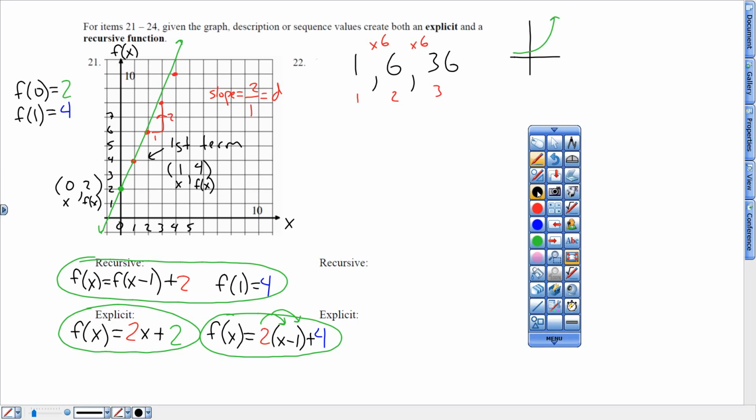What I know already is that I get 1 right there. I'm going to need the 0 term on this one. So if I'm going to the left, I'm dividing by 6, or we're going to write that as timesing by 1/6, because remember, timesing by the reciprocal of 6 is dividing by 6. 36 times 1/6 is 36 over 6, which is 6, or 36 divided by 6. 6 times 1/6 is 6 over 6, which is 1, or 6 divided by 6 is 1.